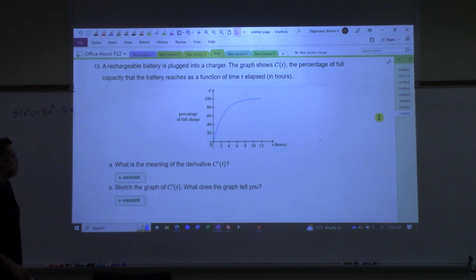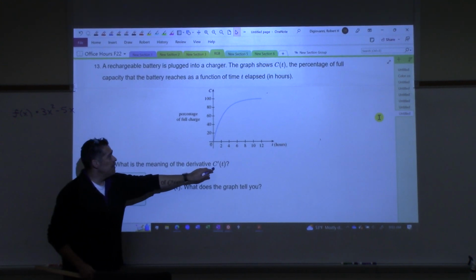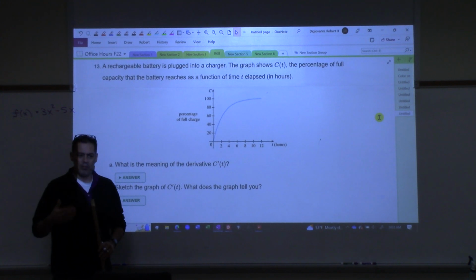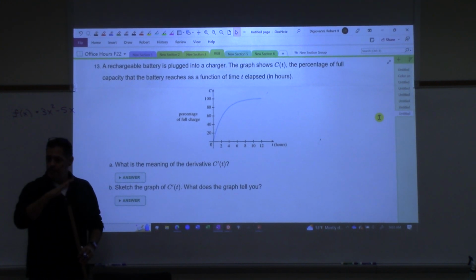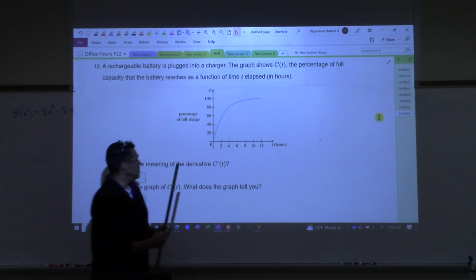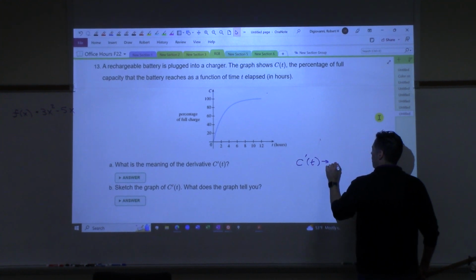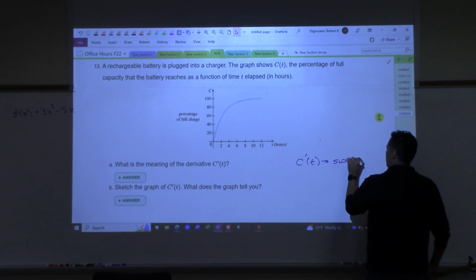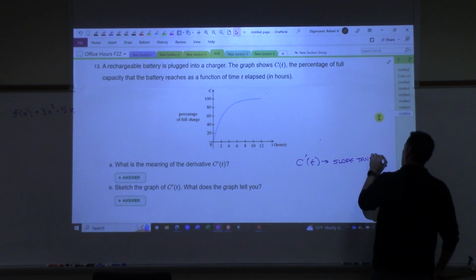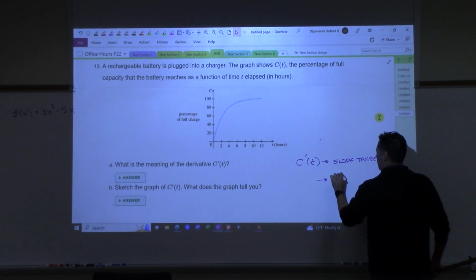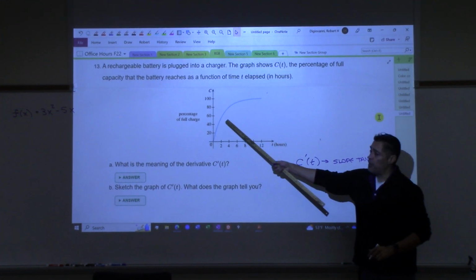What they're wanting us to do is first figure out what is the meaning of the derivative, right? If we talk about the meaning of the derivative of that function, remember that the derivative is the slope of a tangent line, right? Slope of a tangent line is rise divided by run, right? So I'm going to write that down. C prime t is the slope of the tangent, but that in turn is rise over run at specific points along the graph, right?